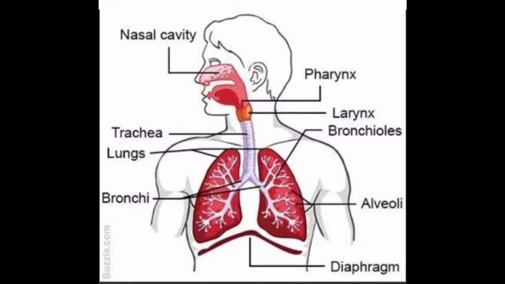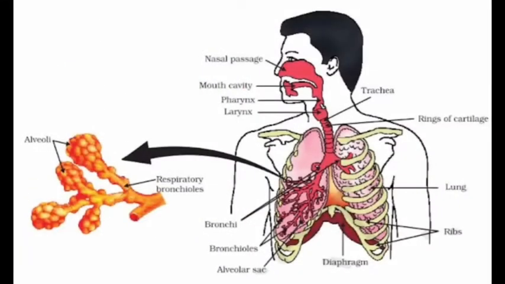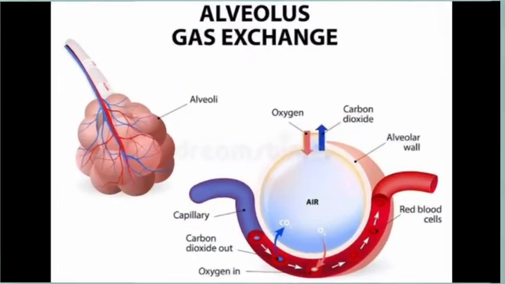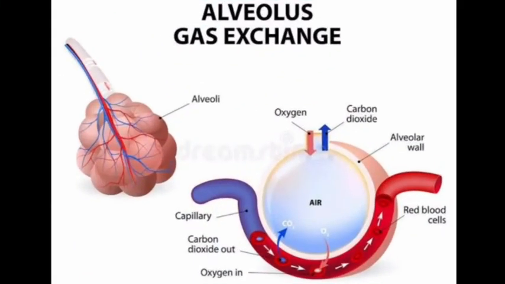In the lungs, each bronchi divides into a large number of thin tubes called bronchioles. The bronchioles have a tiny air sac at their end called alveoli. It is in the alveoli where exchange of gases takes place.